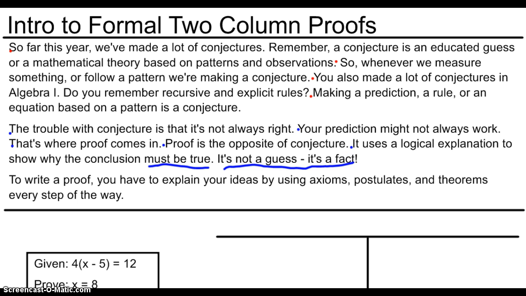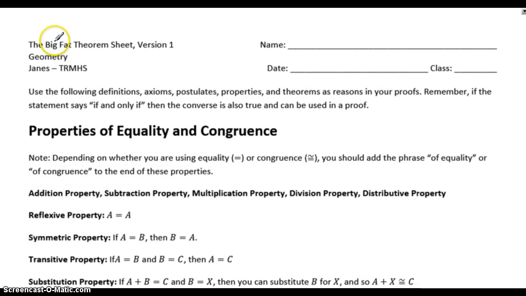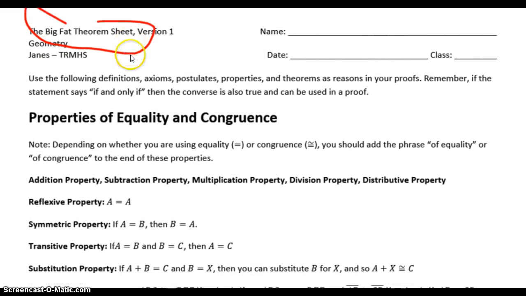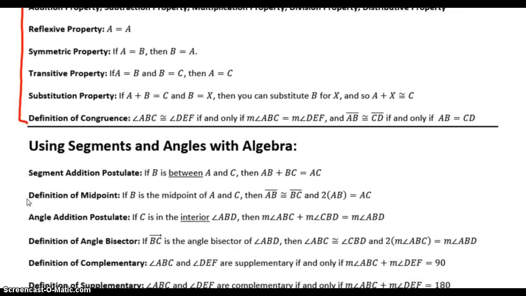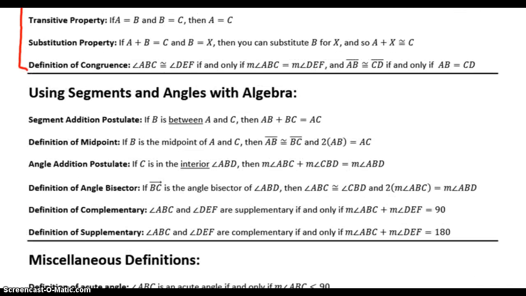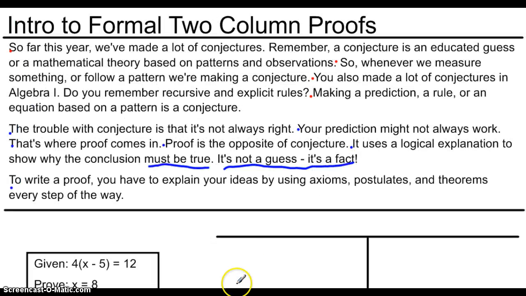It's a fact. To write a proof, you have to explain your ideas by using axioms, postulates, and theorems every step of the way. So it's just like doing regular work, except we have to have explanations or reasons every step of the way. So our reasons are all going to be on this big fat theorem sheet that I gave you. Please have this out on your desk as we're working. A lot of what we do will come from this first section, this properties of equality and congruence. However, occasionally we will use a theorem or definition from the second section, using segments and angles with algebra. So let's dive right in.